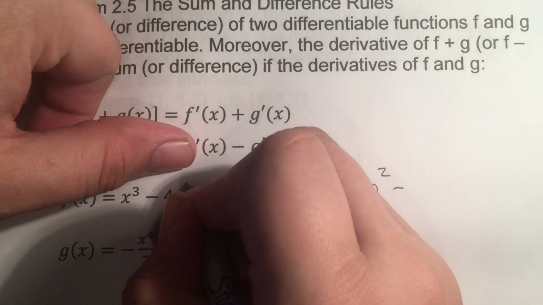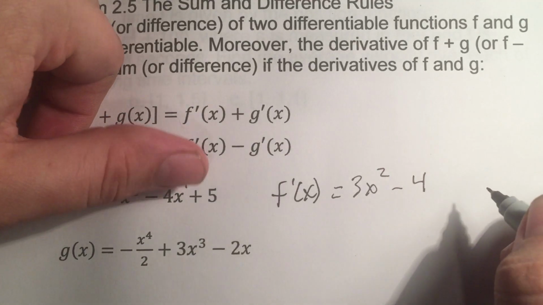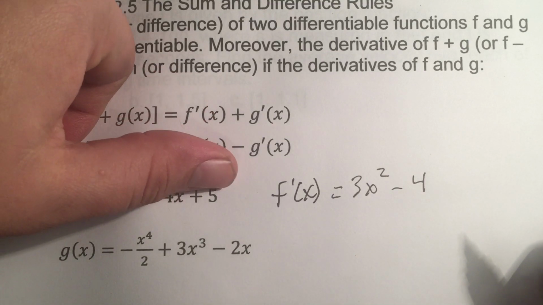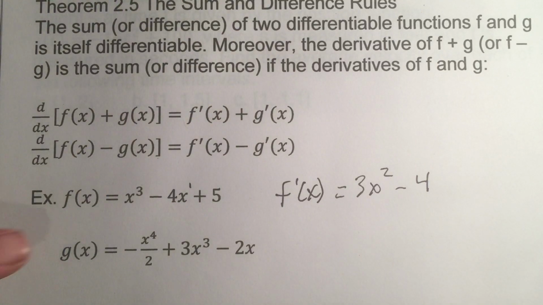Minus, well, this is technically x to the first, so 1 times the negative 4 is still negative 4. The x, when you subtract 1, will be x to the 0, which is 1, so the x disappears. And any constant is 0, so that's it. That's all we got to do.